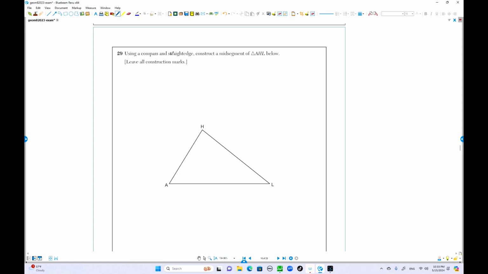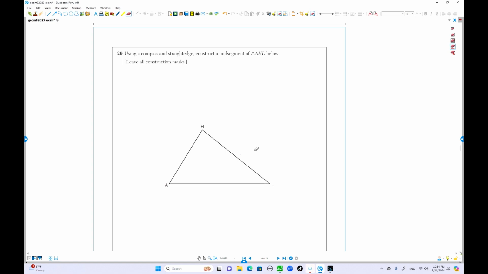Here is number 29. We need to construct one mid segment. There are 3 mid segments. If we choose the midpoint over here, or the other one over here, or the other one over here. But I'm going to choose only this one, AHL. Maybe segment BD. We're going to construct the midpoint. That is the mid segment.